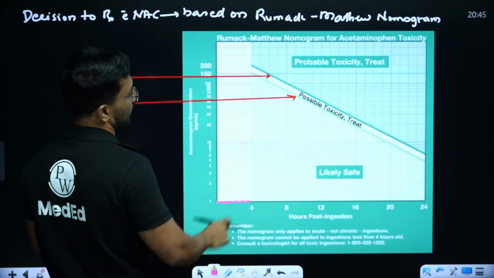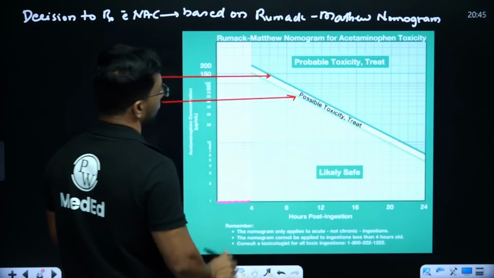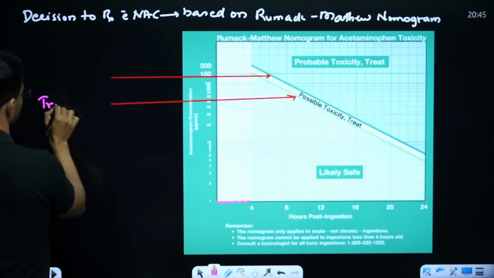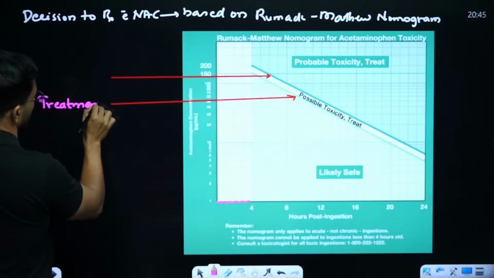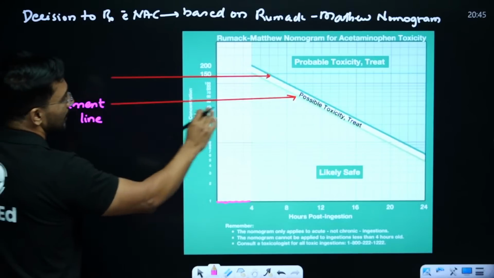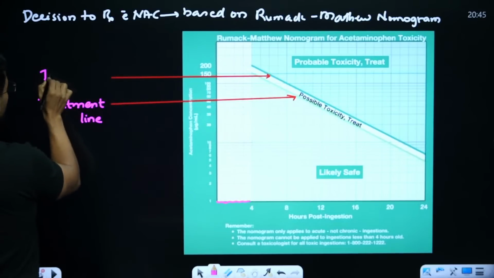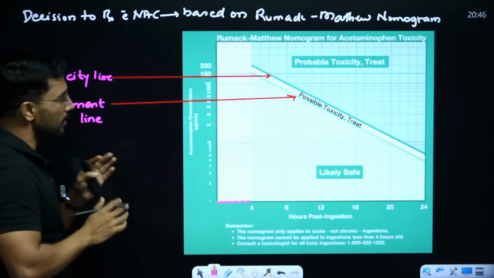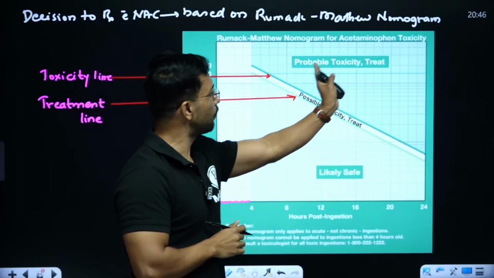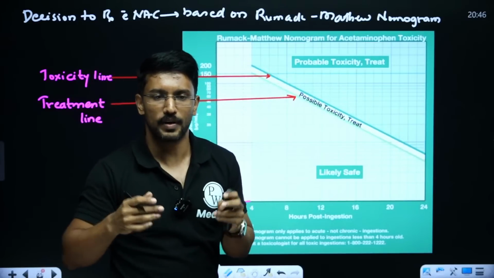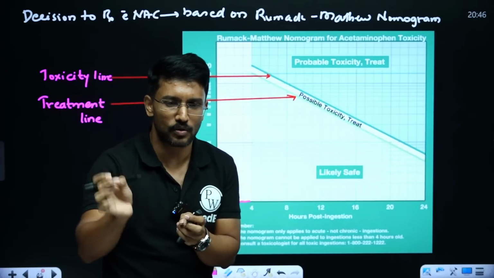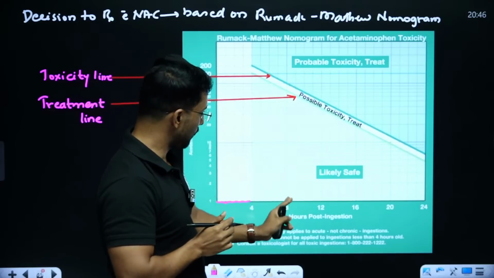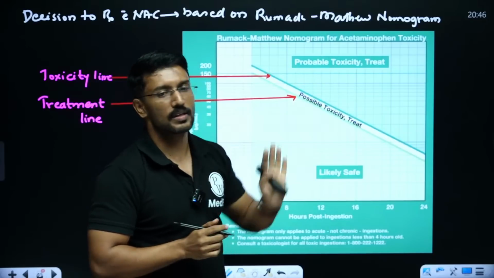And on this nomogram, as you look at it, there are 2 lines drawn. One line is called the treatment line, and on top of it there is another line which is called the toxicity line. From studies, we already know that any paracetamol value which falls above this toxicity line has high chances of developing toxicity, and we know paracetamol primarily causes liver dysfunction. So there are high chances of liver failure if the blood values plotted according to time fall above this toxicity line.